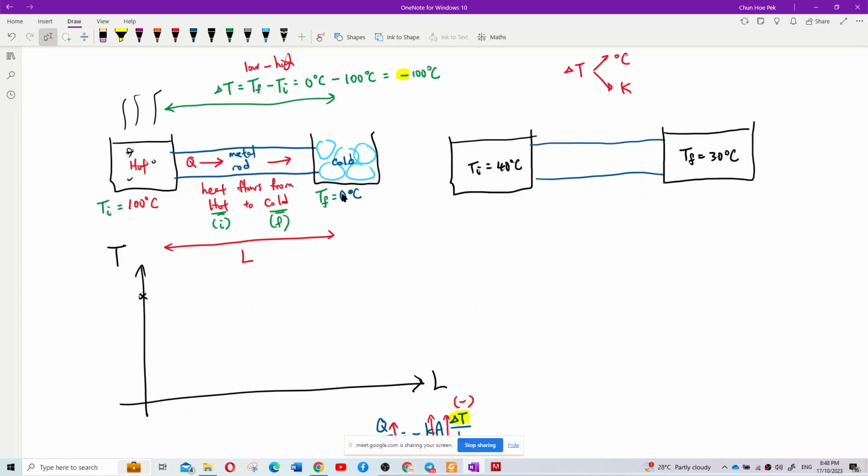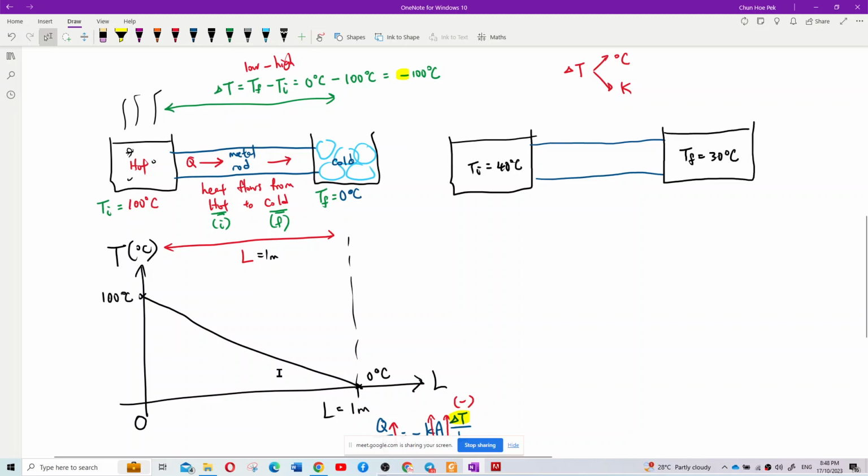This is the first point. Starting from initial, it is zero distance, and then moving to, maybe it's 1 meter distance. Or this is L. So I can make a graph. This one is 100 degrees Celsius. Until here the final is cold temperature. This one is 0 degrees Celsius.